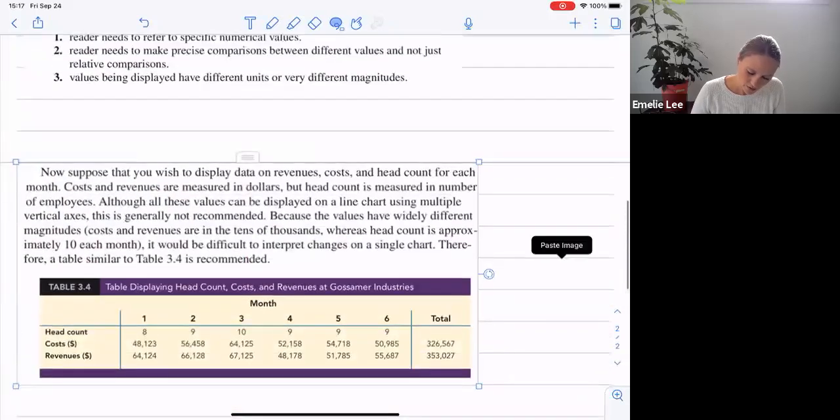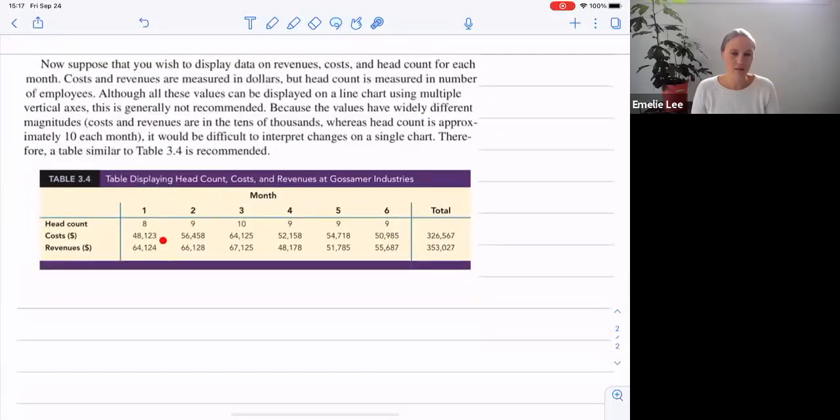Okay. So a table like this has summarized a lot of information. It's summarized the head count, the cost, and the revenues for some random business by month, 1, 2, 3, 4, 5, 6, right? And it's also got the total. So there are instances where we might be interested in the cost versus the revenue.